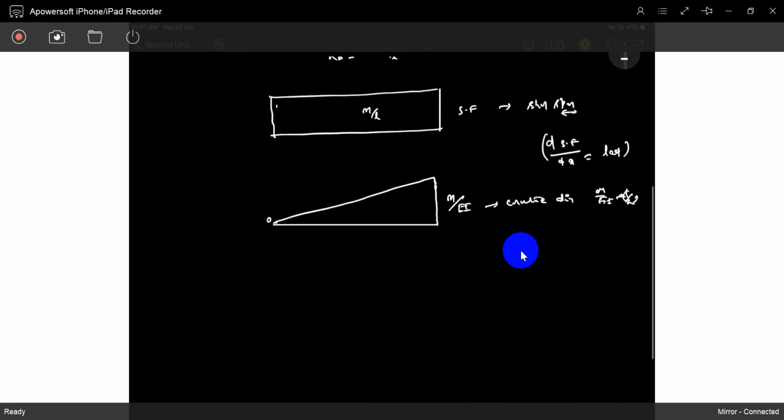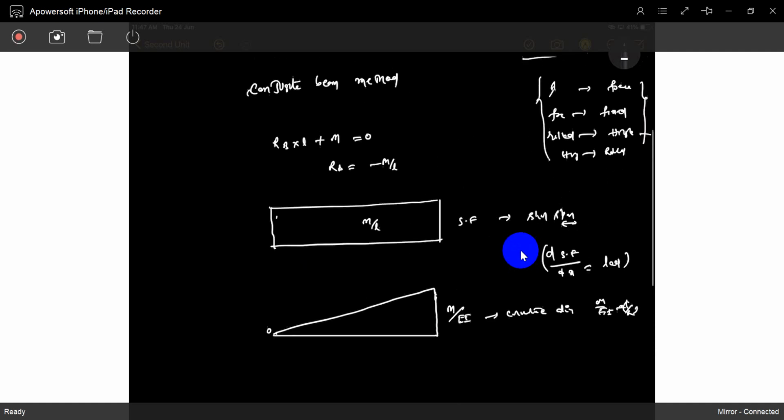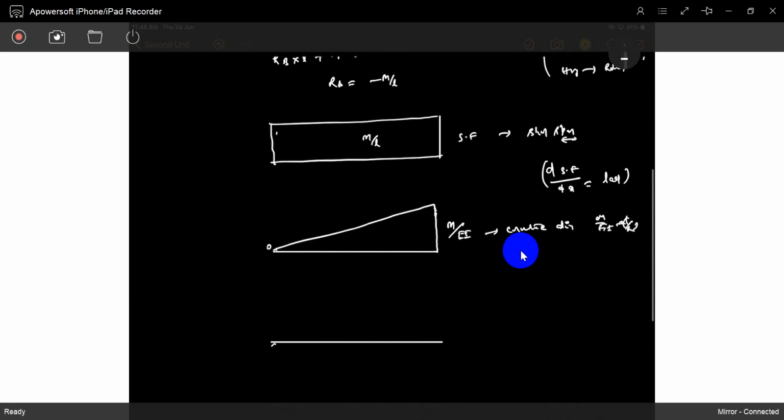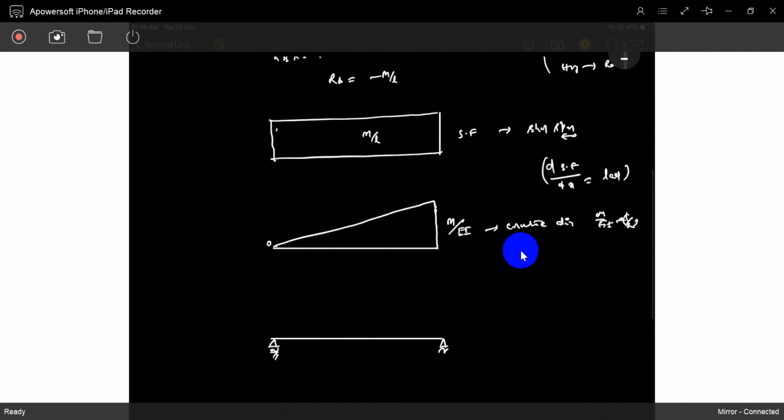Now the conjugate beam. I try to draw a conjugate beam. So in the conjugate beam, hinge becomes roller and roller becomes hinge. That's it. The load on the conjugate beam is the curvature diagram, which is just M by EI per meter.